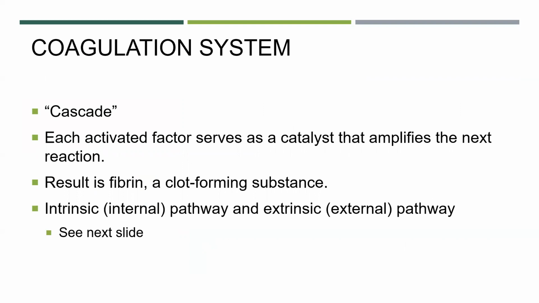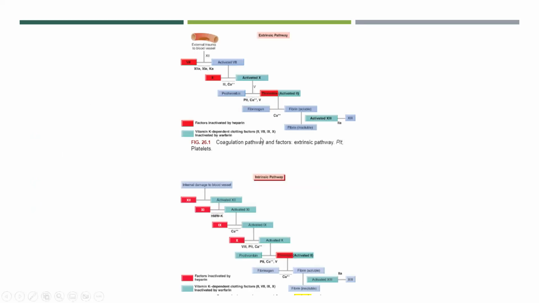You've got two different pathways, the internal or intrinsic pathway, or the external extrinsic pathway. On this slide, and I know it's kind of hard to see, what you have for the extrinsic pathway is external trauma to the blood vessels. That might be something like I cut my hand. A cascade of different events all take place, resulting in fibrin. Intrinsic means I had internal damage to a blood vessel, something like an aneurysm burst or anything of that nature. Something inside of me happens, and now I'm having a similar cascade of events that all leads into fibrin.